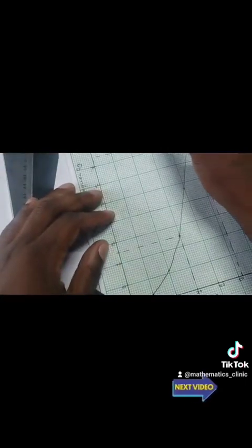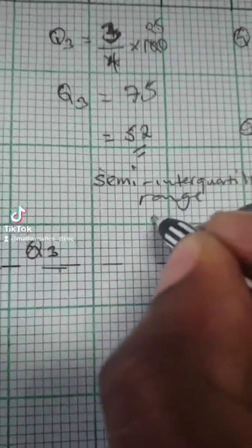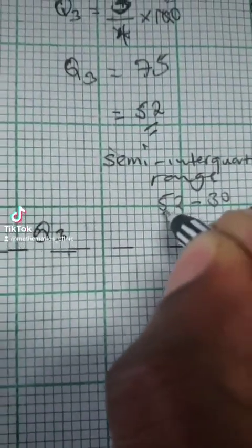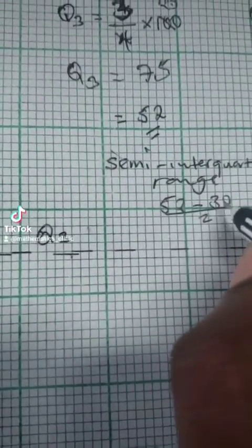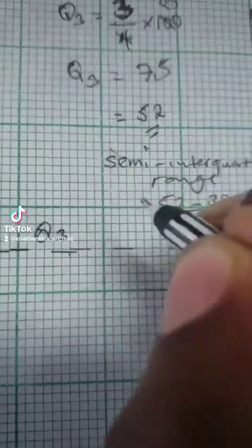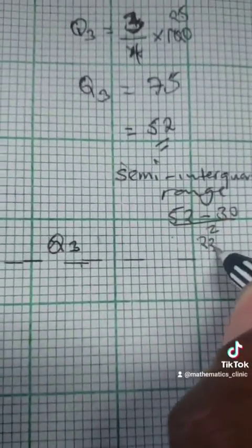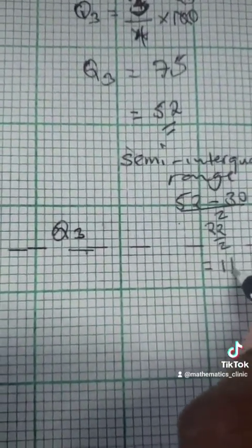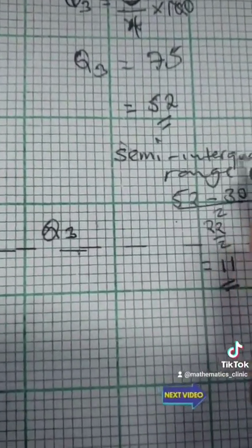So we go to 52 minus 30, right, over 2. So 52 minus 30 is 22, right? It's 22 over 2. So now our answer will be 11. That is our answer for the semi-interquartile range.